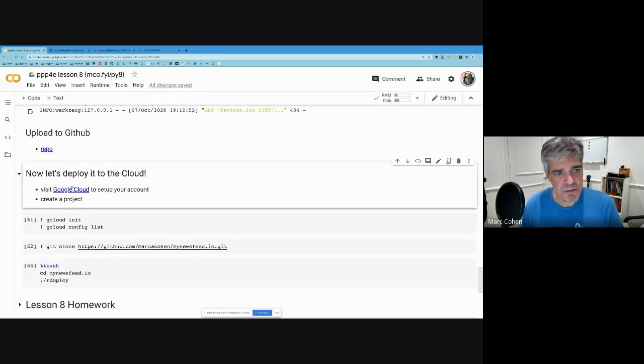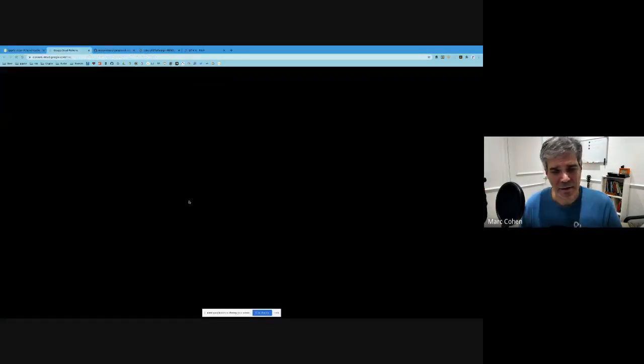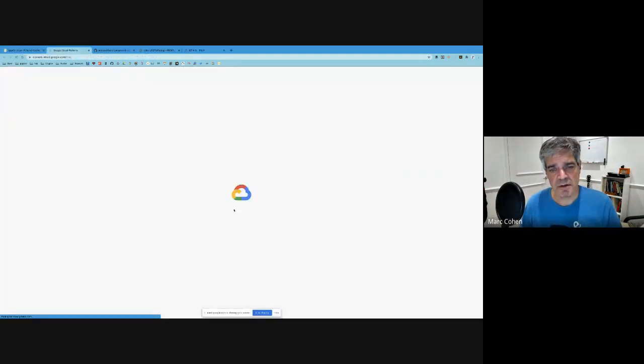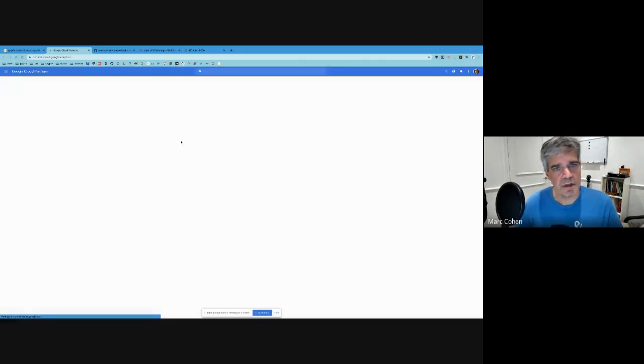So if you want to reproduce this step, you have to go to Google Cloud and set up an account, because the way I'm going to deploy this is in Google Cloud. I'm not trying to talk anyone into using Google Cloud. There's a lot of different ways to serve up websites, but this is just the one that I like best.